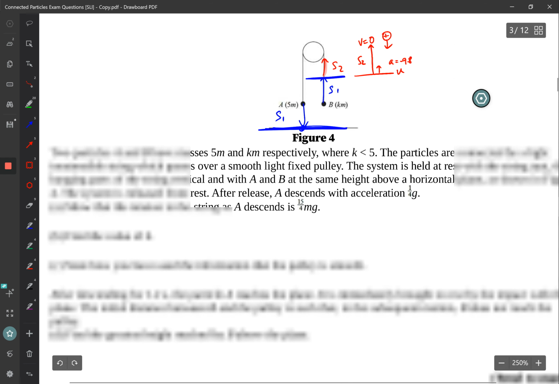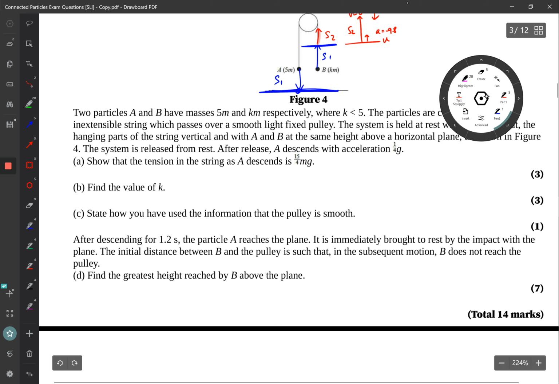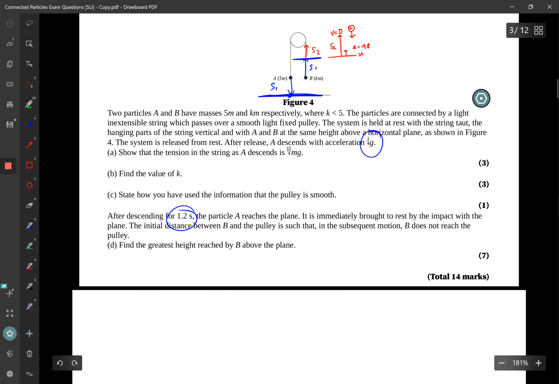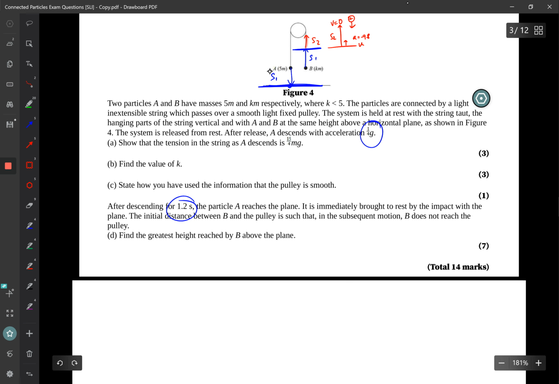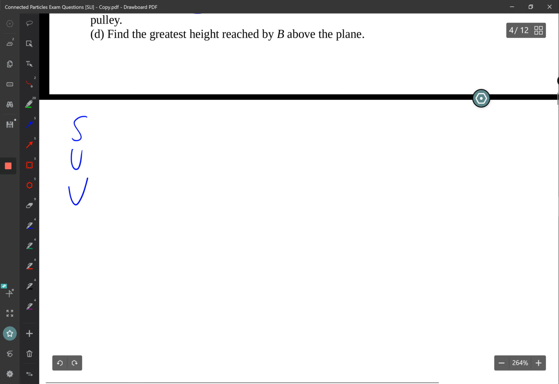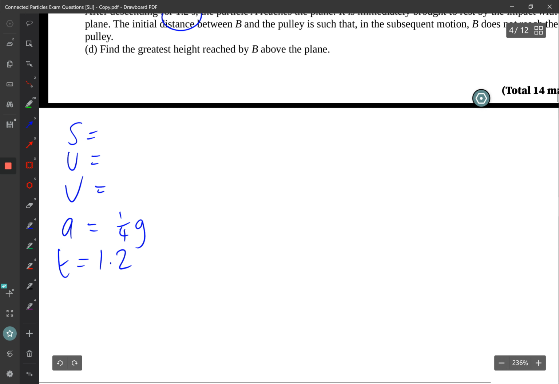You've been told a few things in the diagram and the question. First of all, the acceleration for part 1 is a quarter g, and the time traveled is 1.2 seconds. So we're going to use that information. First thing we're going to do is find the distance traveled, S1. So write your typical SUVAT: S, U, V, A, T. We know the time is 1.2. The acceleration is a quarter g. The initial velocity is going to be 0 because it starts from rest. Final velocity we don't know, and distance traveled is just S1.